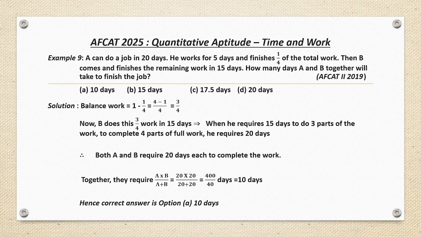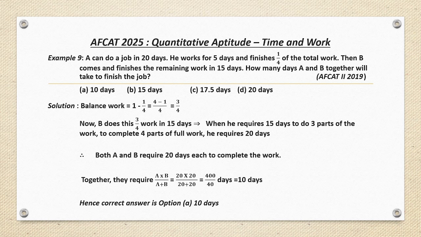So that is how much? 15 by 3 is 5. And how many days he takes? 5 into 4, that is 20. So now both A and B, they require 20 days each.